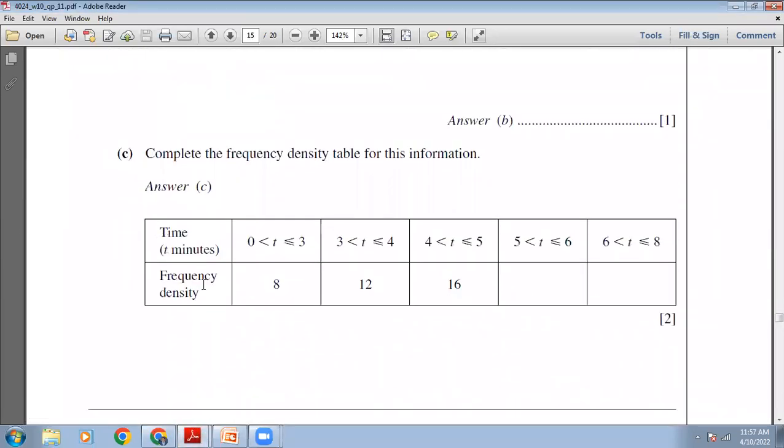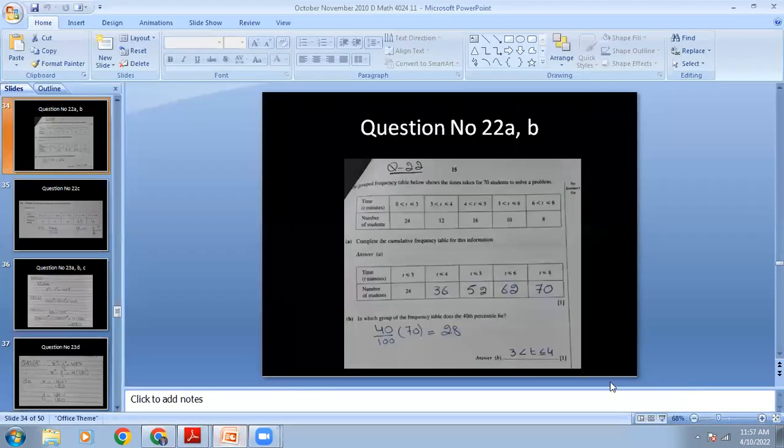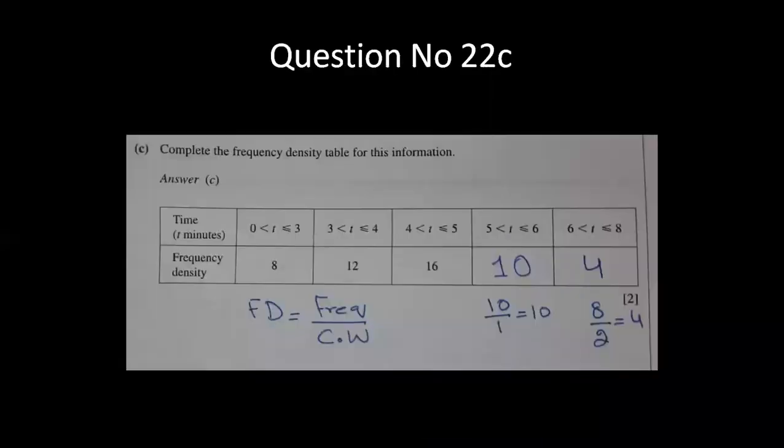Then the next part, it says complete the frequency density table for this information. You know the frequency density, how we find the frequency density? Frequency density is the frequency of that class divided by the class width. Let me show you. So the frequency density formula is frequency divided by class width. The class width of this class is 1. Its frequency is 10. So 10 divided by 1 will be 10.